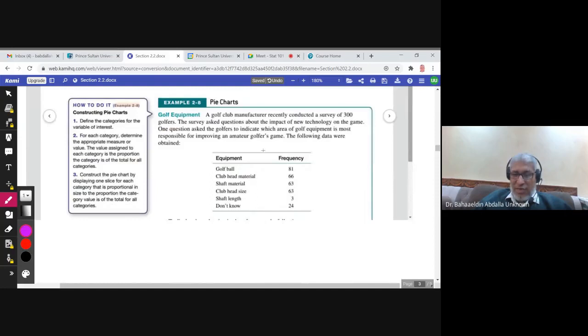So for example, we have categorical data here. This is qualitative data. These are the categories, different types of golf equipment. So we need to determine the categories first. And then the frequencies or the values. So there are 81 golf balls and so on.